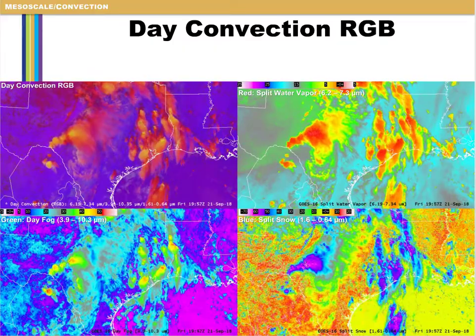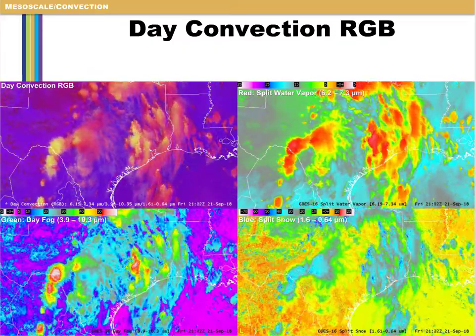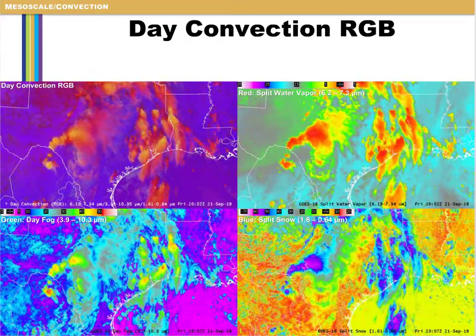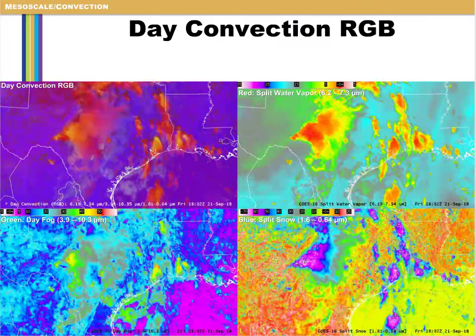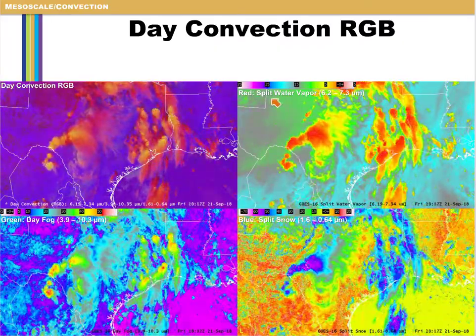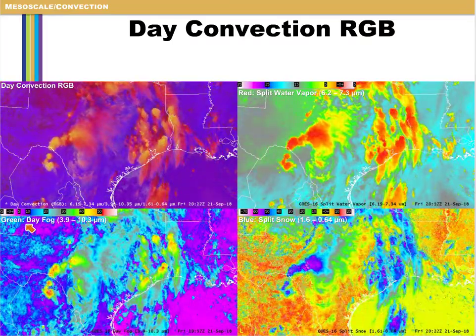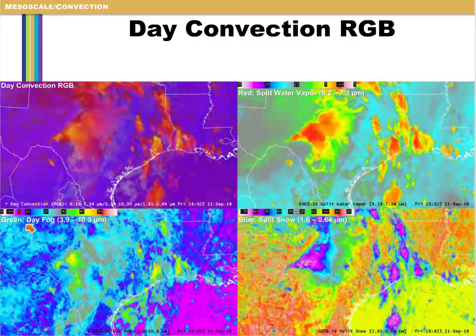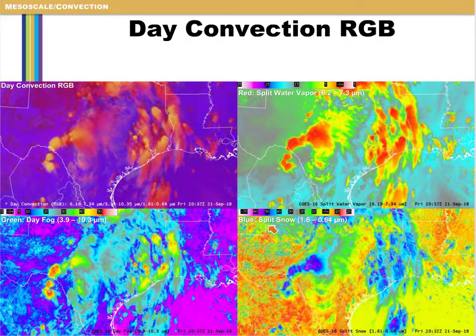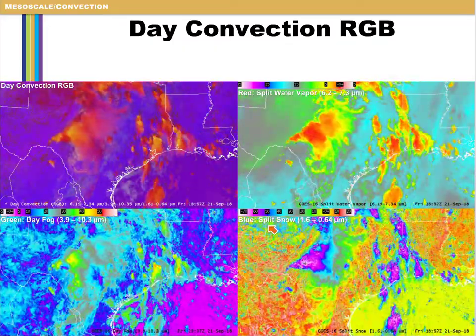When trying to understand RGB products, it's useful to look at the various components for the RGB, which is what we show in this 4-panel. The red component is the split water vapor difference, shown in the upper right. The green component is the day fog difference, shown in the lower left. And the blue component is the split snow difference, shown in the lower right.